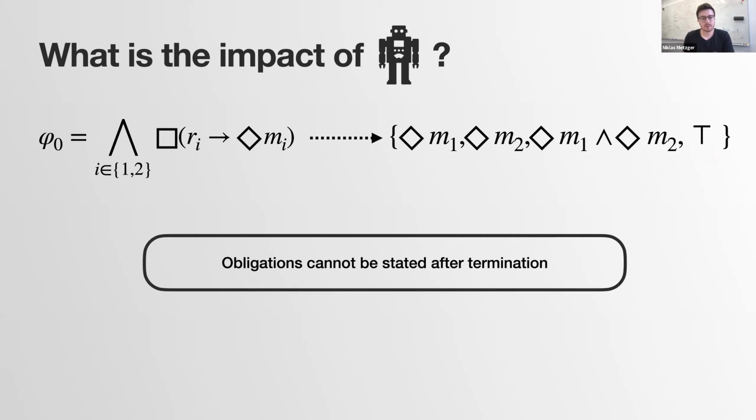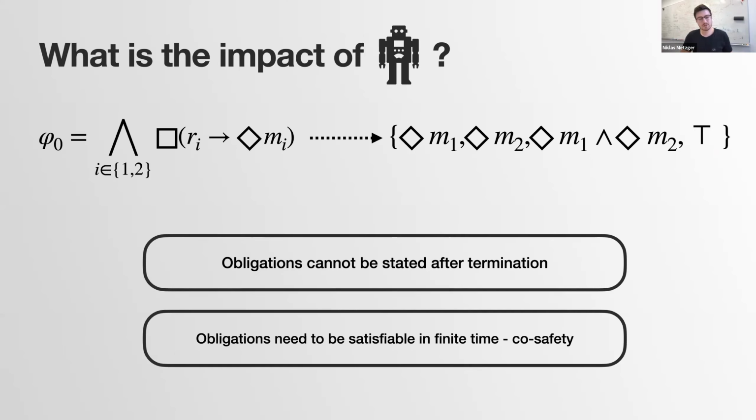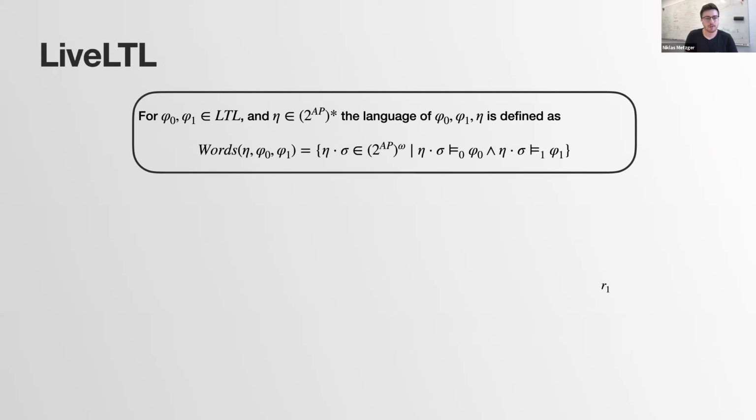So the statements that we're doing here and the decision that we take are, well, these obligations cannot be stated after termination. So whenever the black robot is terminated, it cannot open, so to say, new obligations to the update system because it is essentially terminated. And the second thing is, these obligations need to be satisfiable in finite time. This is where we exclude liveness and safety, and we only look at co-safety properties that will then be transferred to the update system. And based on these decisions, we actually define our live LTL logic.